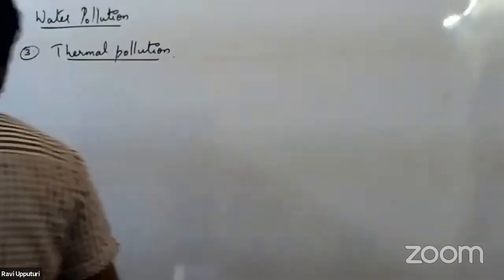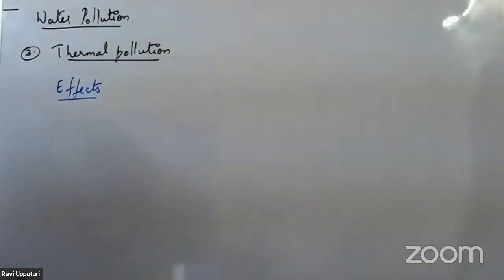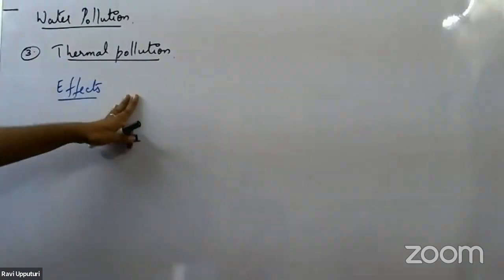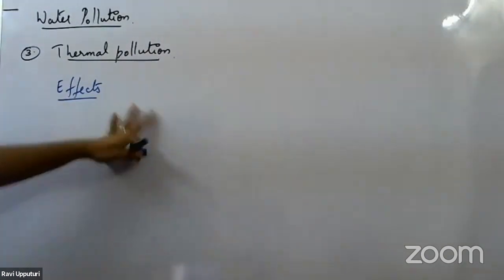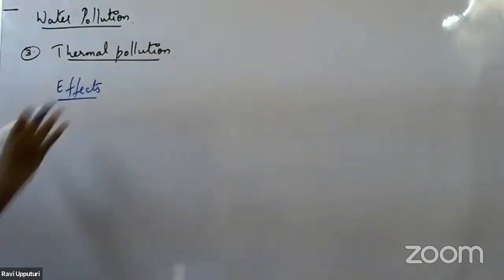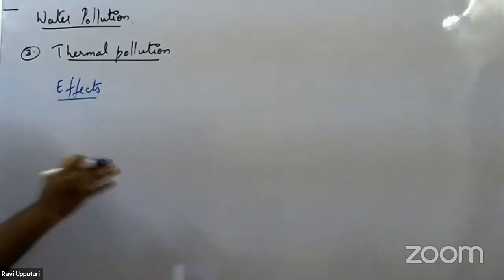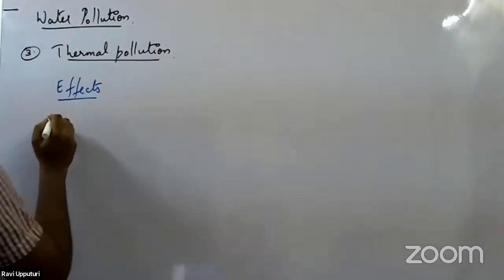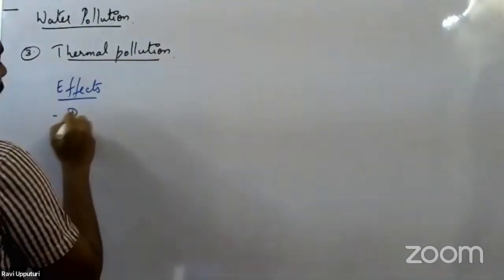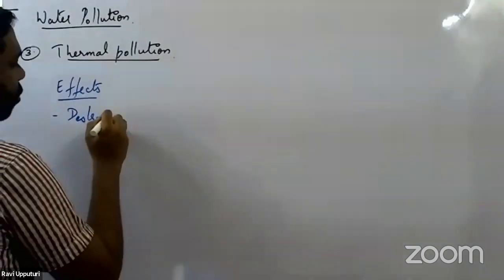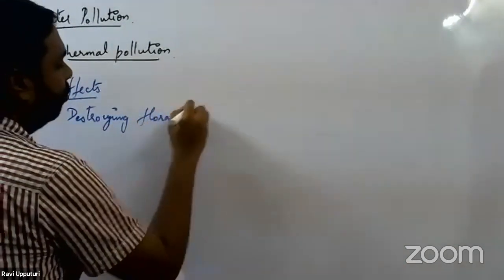Let us take up the effects that are caused by thermal pollution. The sources of thermal pollution are mostly industrial, namely thermal power plants, the electricity generating power plants. Now, what effects does thermal pollution lead to? Since hot water is being deposited into the water bodies, first, it would start destroying the aquatic flora and fauna.